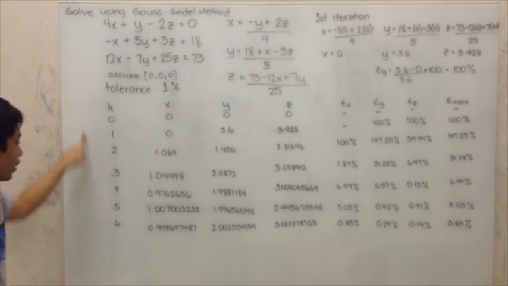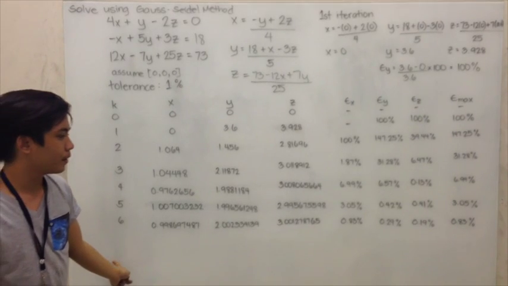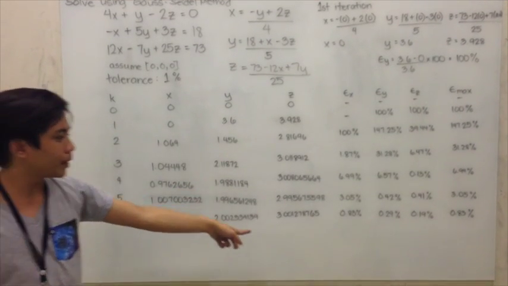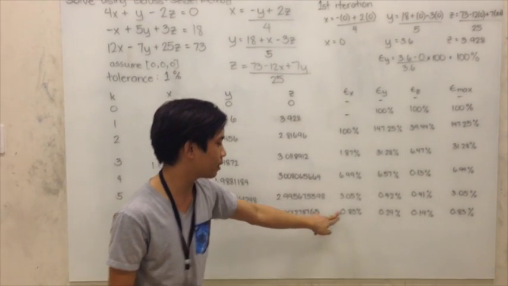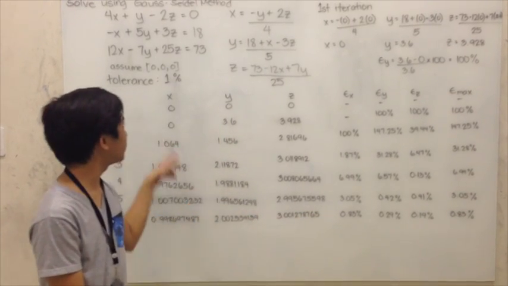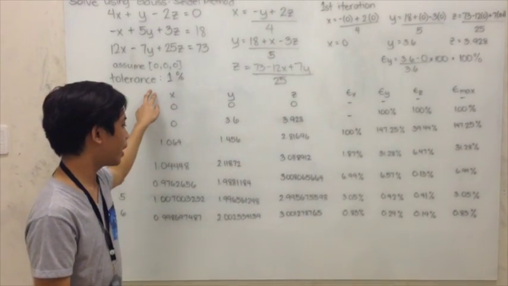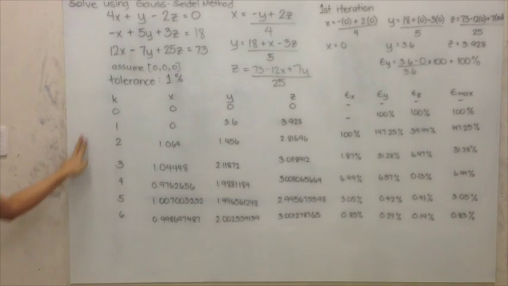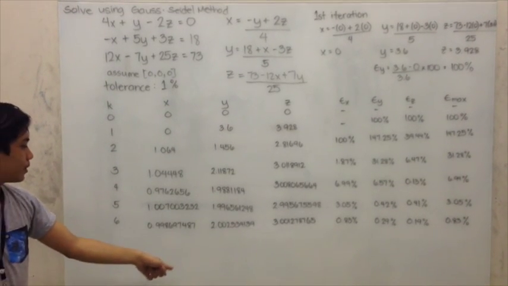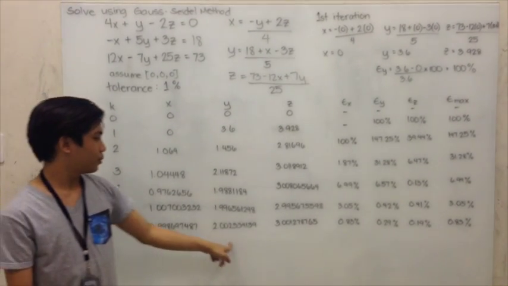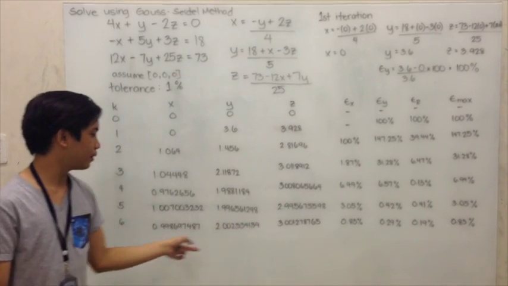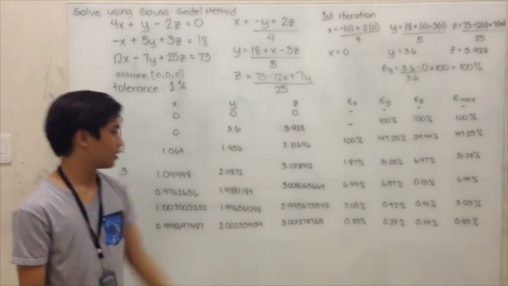So after the 6th iteration, the greatest percent error is 0.83%, which is less than 1%. Therefore, our x, y, and z values are 1, 2, and 3 if we round these values up.